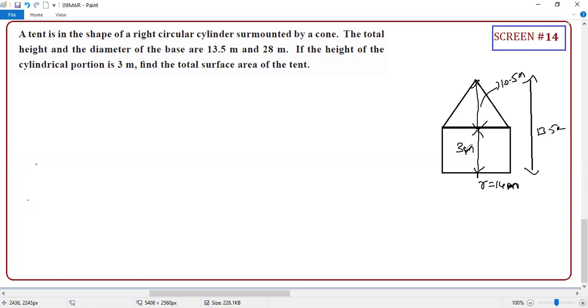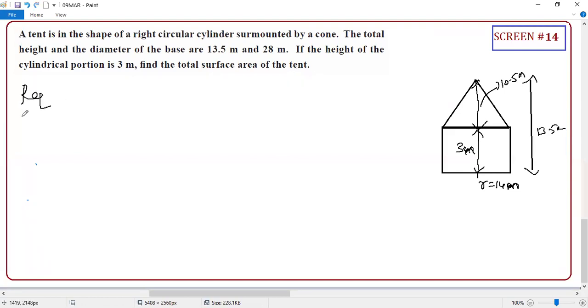Guys, why didn't they give a separate height for the hemisphere? Because for a hemisphere, radius is equal to height. But in a cylinder, don't assume that the radius is equal to height. Height can be different. That's why they are explicitly telling what the height of the cylinder is, right? Now, students, let's come to the question. What is the question? Total surface area of the tent.